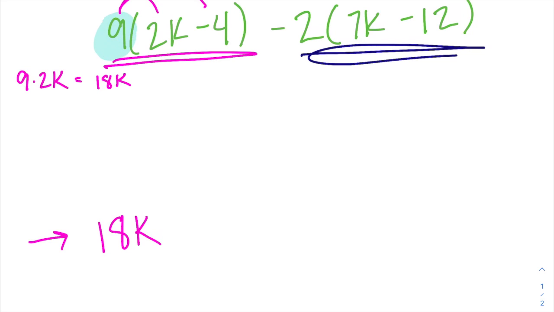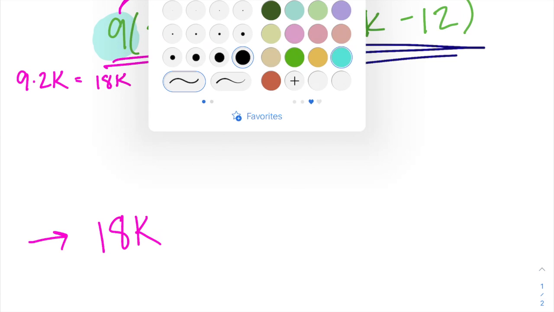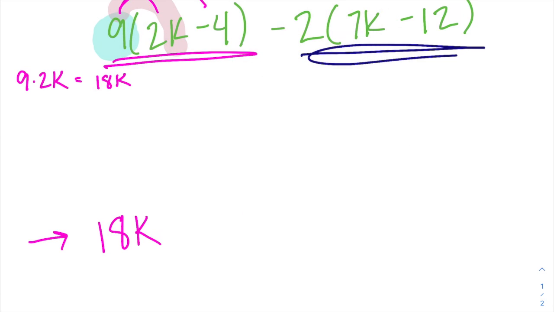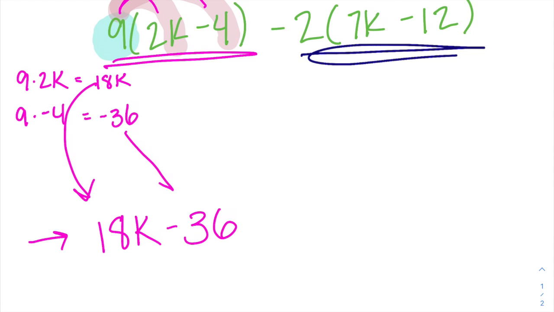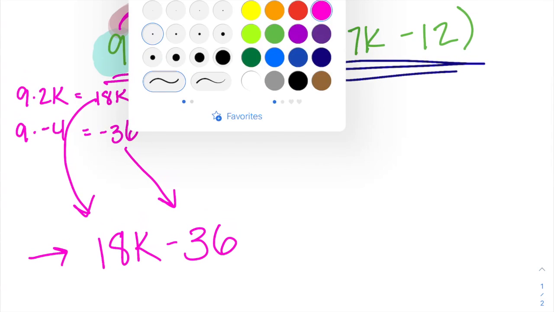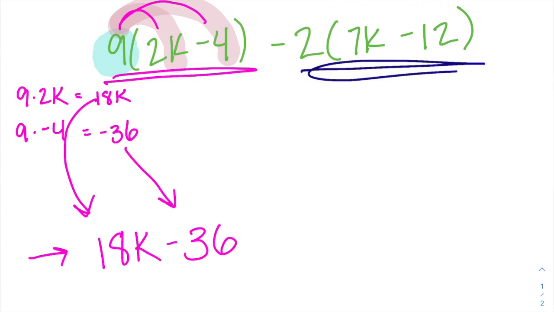on the outside of these parentheses and I'm multiplying it by everything inside the parentheses. I already multiplied it by 2k, and now I also need to multiply it by negative 4. 9 times negative 4 is negative 36. So I have 18k minus 36. Now we'll deal with that second set of parentheses.